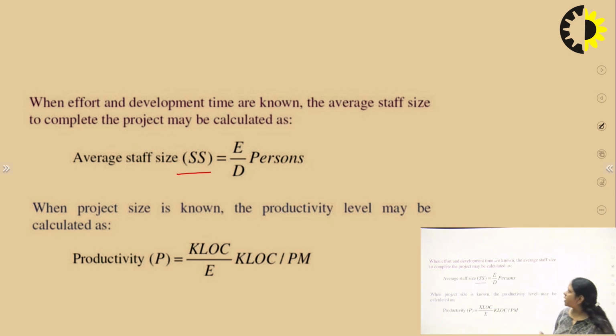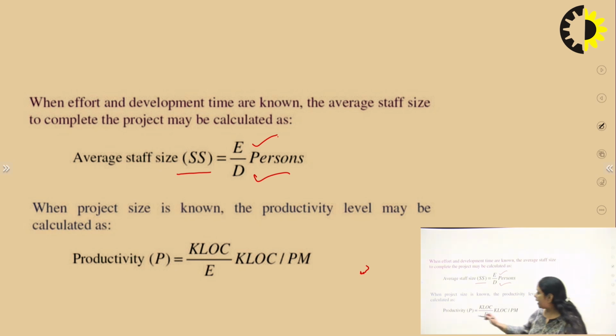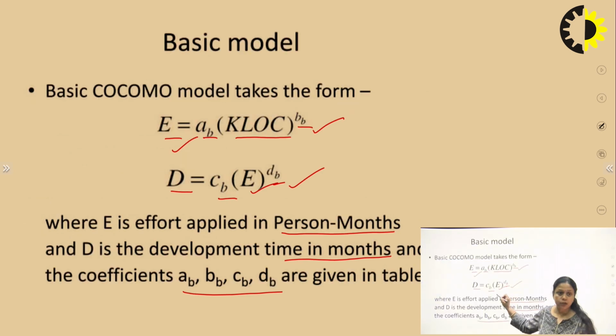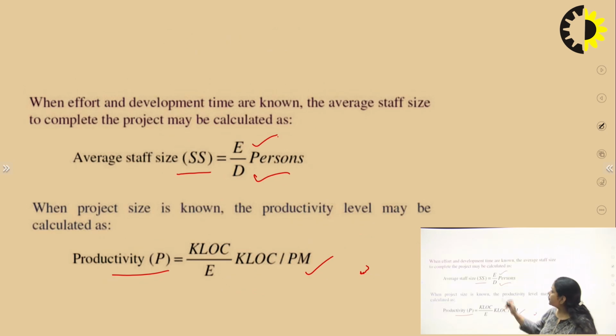Now the next formula is for the average staff size. The average staff size can be calculated by E by D, where E is the effort and D is the development time. When we calculate these two terms, then we can calculate average staff size. Next is the productivity. Productivity is also calculated by the size of the project in kilo lines of code upon effort. So, in this way we can calculate four terms. First one is your effort, second is your development time, third is your average staff size, and fourth is your productivity. Right? These four terms we can calculate in the basic model of the COCOMO model.